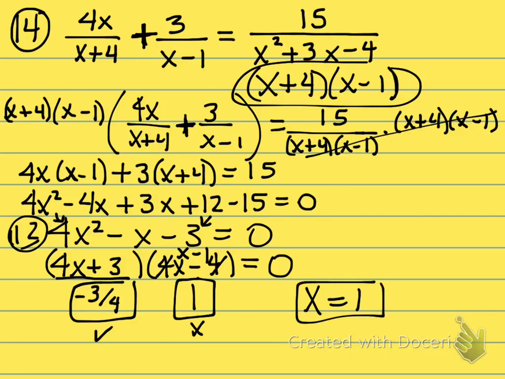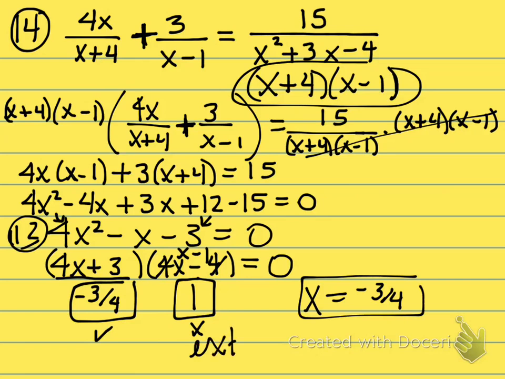Sorry. Let's try that again. We'll pretend like that didn't happen. X equals negative 3/4 because the 1 was extraneous. So we do not include it in our answer. And that is all the examples for 2-7.